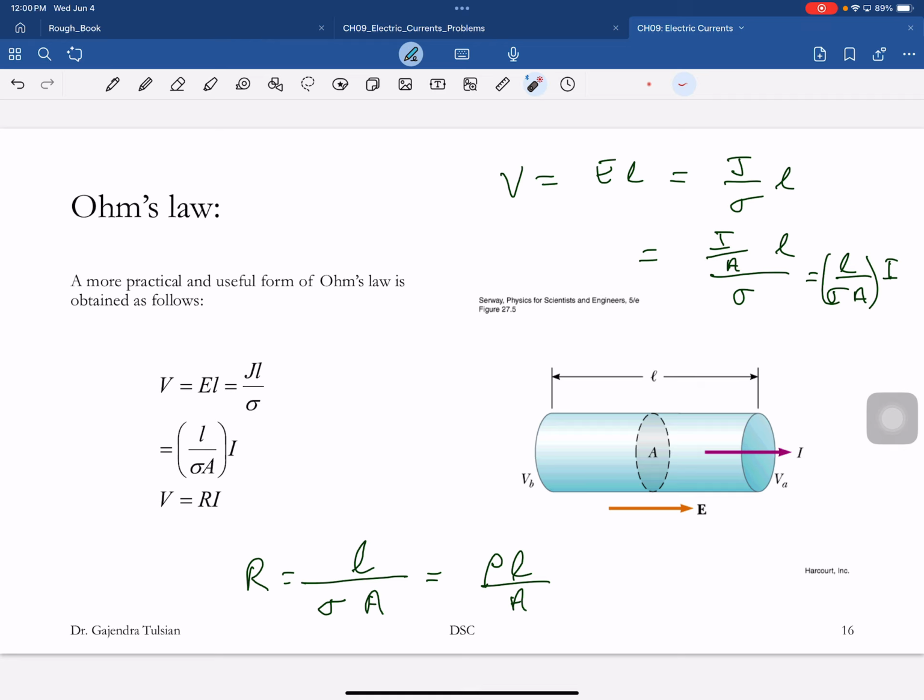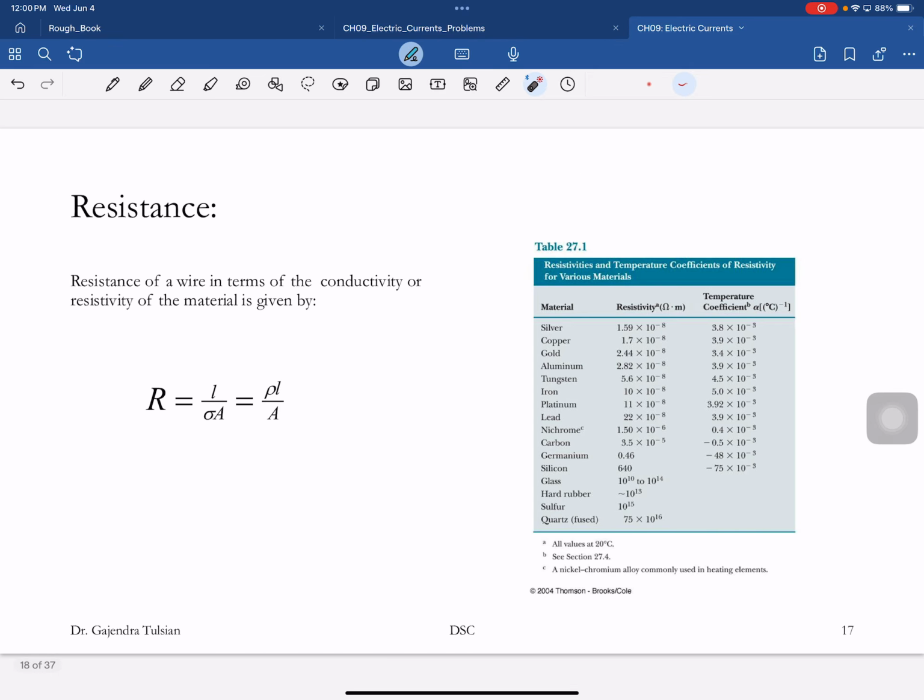Okay? So here is a form of Ohm's law that is used in everyday life because voltages are easy to measure and currents are easy to measure. What this says is voltage and current are proportional to each other. You double the voltage, the current in the wire doubles. So the resistance of a wire is the length of the wire divided by conductivity divided by the area of cross section, or resistivity times the length of the wire divided by the area of cross section.